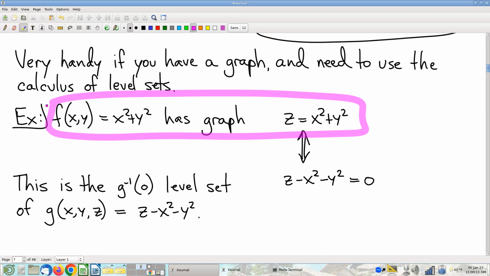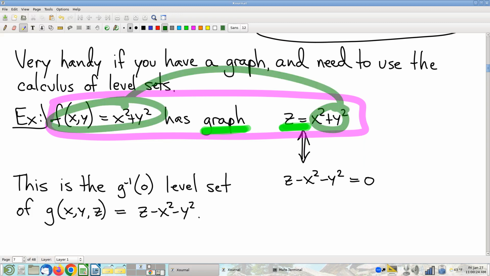Here's what I'm going to start with. I'm looking at a graph of a given function. Again, graph because, well, z equals. Right? And I'm looking at a graph specifically of this function here. And very important, by the way, we're not looking at the graph of z equals x squared plus y squared.